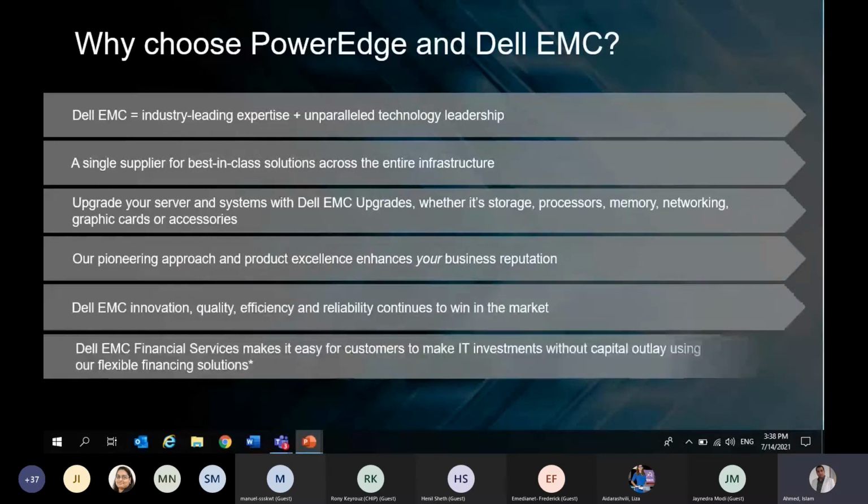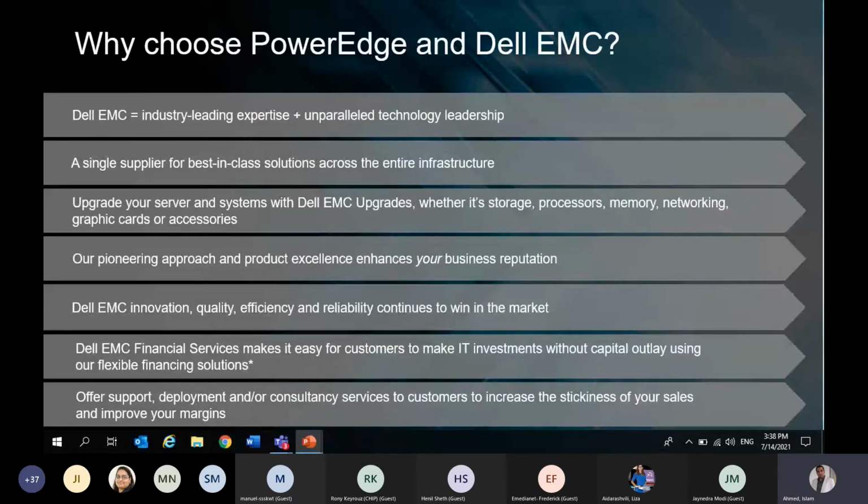Why the LMC server, not other servers? A lot of reasons. I concluded it in these 7 reasons. So the LMC means industry leading expertise, people who have been in the server industry for tens of years, and a single supplier for best-in-class solutions.